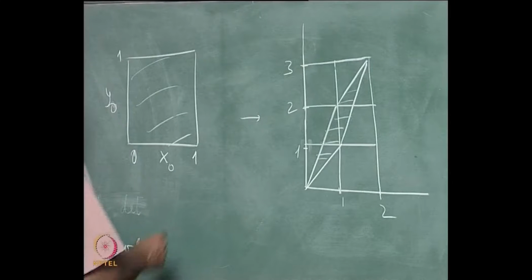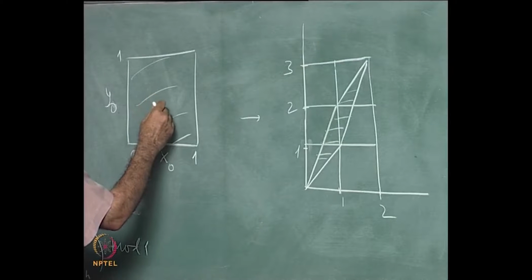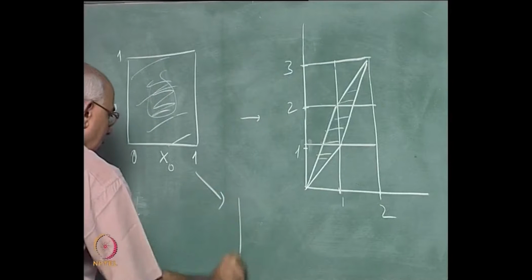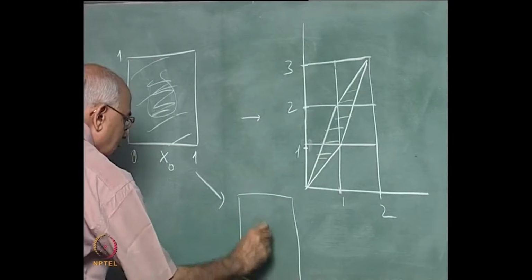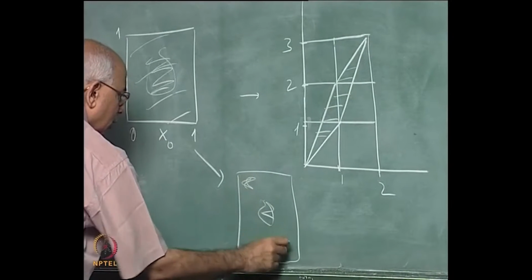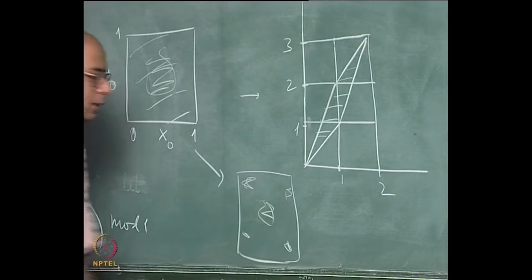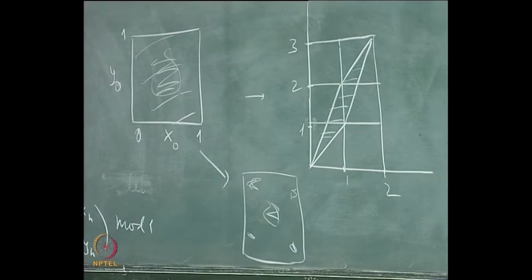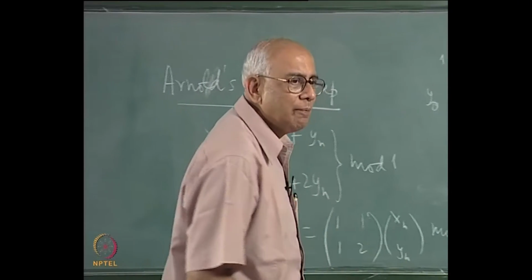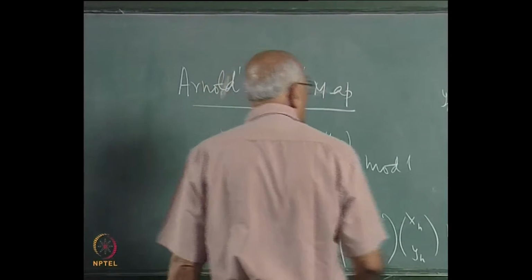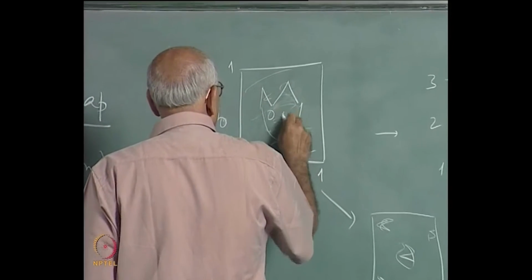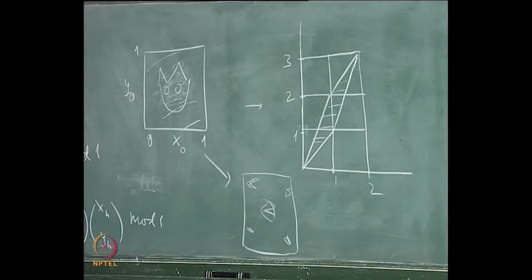So what will happen is that if you took some object here, some area here, that area would go over and get scrambled up, some of it would be here, some would be here, some would be here, etc. And since Arnold first drew a cat's picture and said this is the way the cat gets deformed, gets scrambled up, starting with something which looks like this, and then that gets scrambled up as you go along, it became known as the cat map.